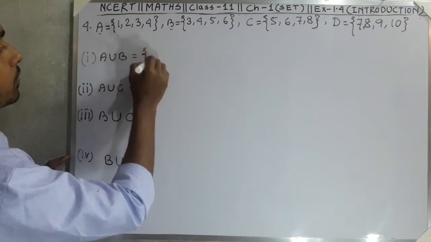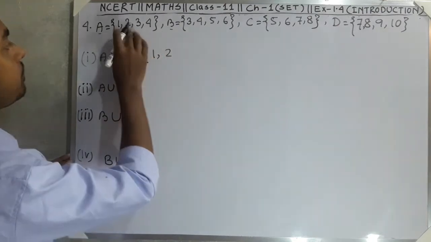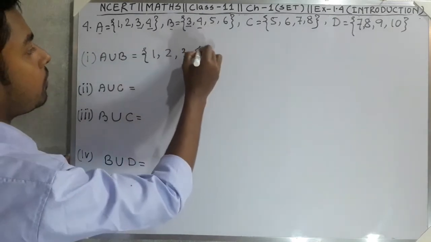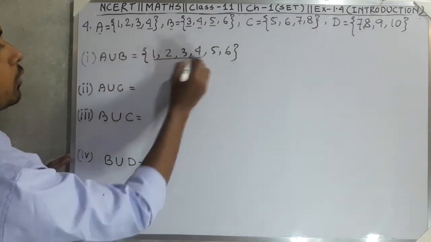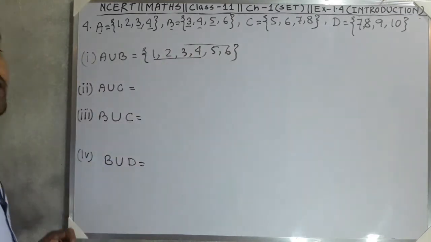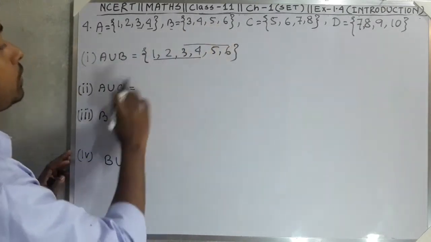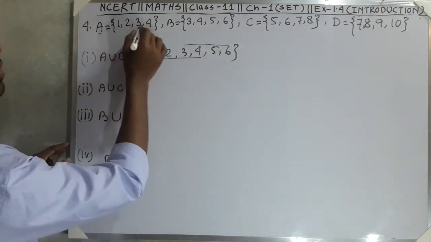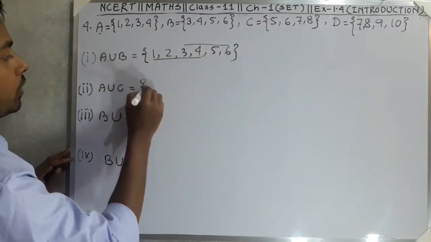First of all, what are the common elements? 1 not here, 2 not here, 3 and 3, 4 and 4, then 5, 6. Is that clear? 1, 2, 3, 4 are elements of A, 3, 4, 5, 6 are elements of B, and 3, 4 are the common elements. Okay, now A union C. Here 1, 2, 3, 4 and here 5, 6, 7, 8, so no common elements are there. So what do I have to do?